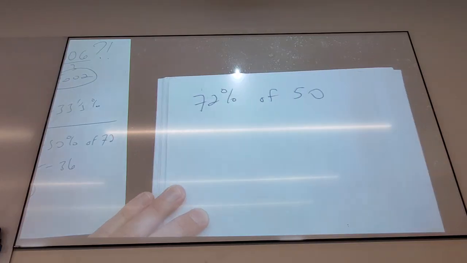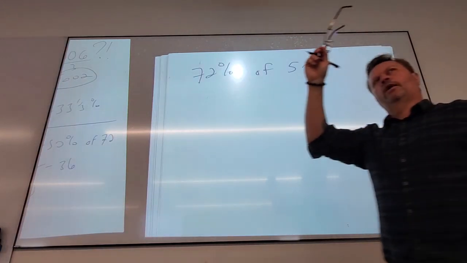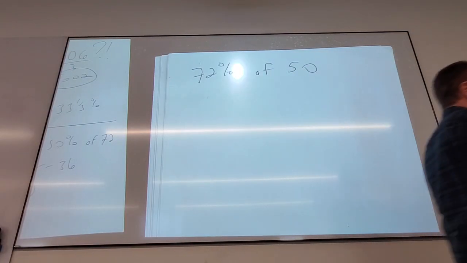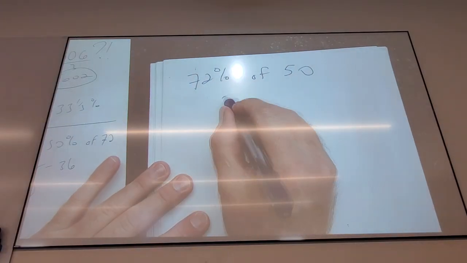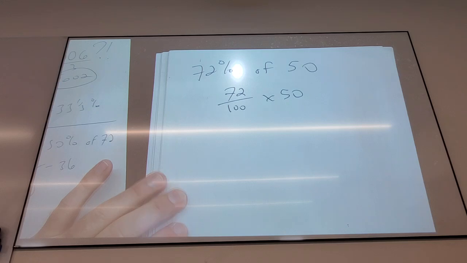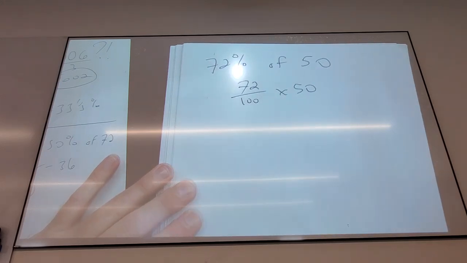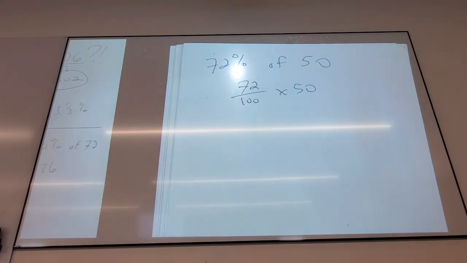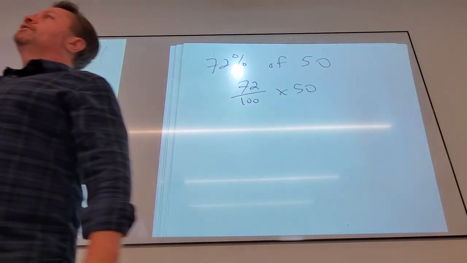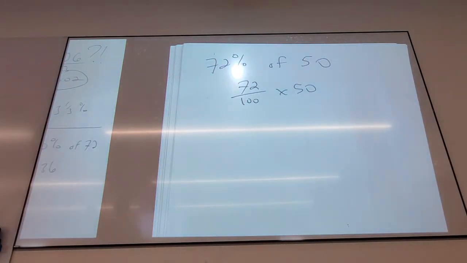So 72% of 50. How do I write 72% as a fraction? Yeah, 72 over 100. What does "of" mean? Multiplication. So here's the weird compensation. Now, I already showed you the shortcut. This is the reason why the shortcut works. I'm going to use compensation, but in a really weird way.